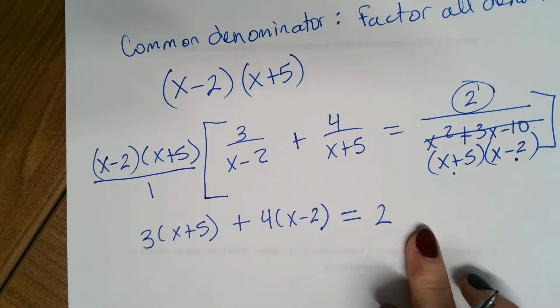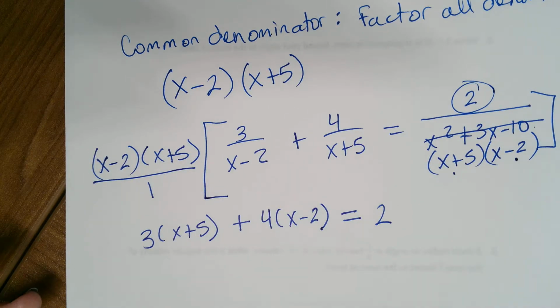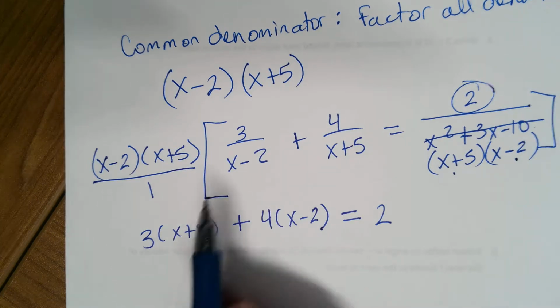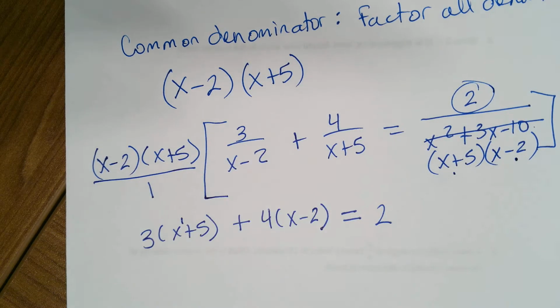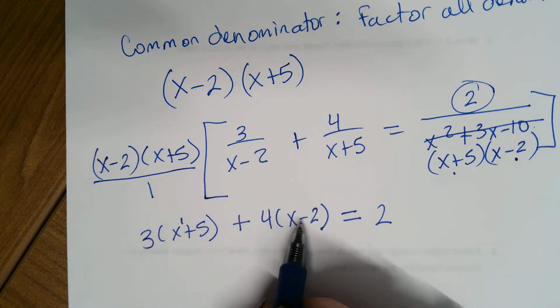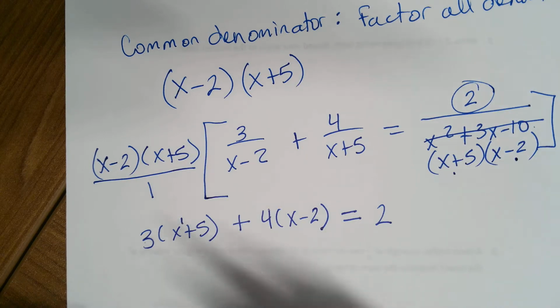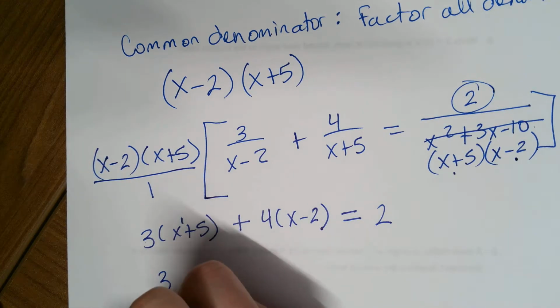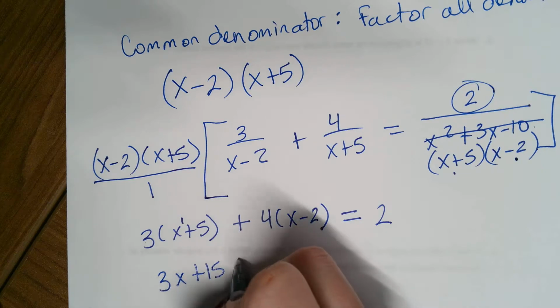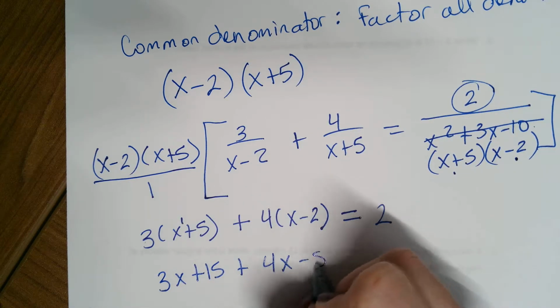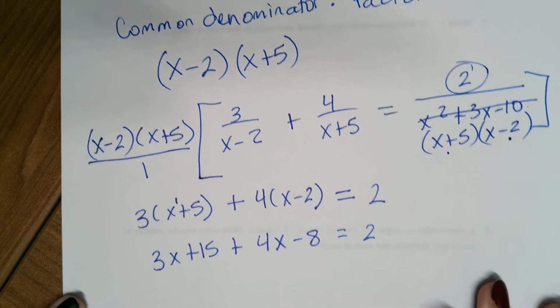Now the equation that results from that is linear. The highest exponent of any of my x's is 1. I'm not dividing by an x, so it's not rational, it's just linear. So my goal here is to get all the x's on one side, all the plain numbers on the other. So I'm going to distribute the 3 into the x plus 5 and the 4 into the x minus 2 and combine like terms. So this gives me 3x plus 15 plus 4x minus 8 equals 2.